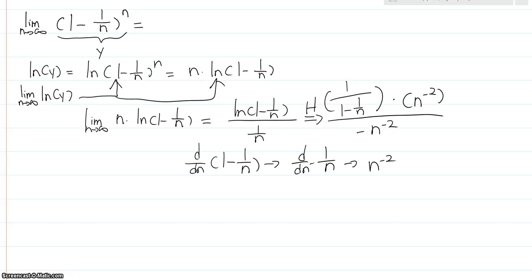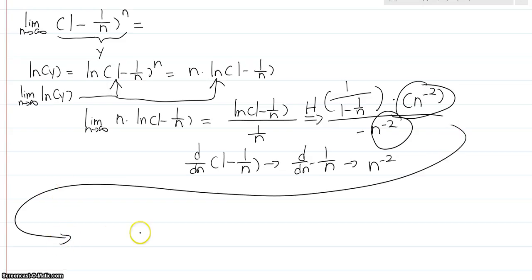And notice something really interesting here: the n to the negative 2 cancels out with the n to the negative 2 in the bottom. So you're left with negative 1 over 1 minus 1 over n. And notice this is the limit as n approaches infinity. Now you can just plug in infinity: 1 over n, as n goes to infinity, goes to 0. So you'll have negative 1 over 1 minus 0, which is, not surprisingly, negative 1. Are we done yet? No, we're close.